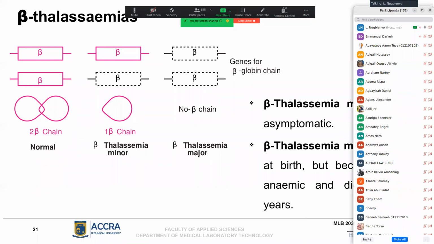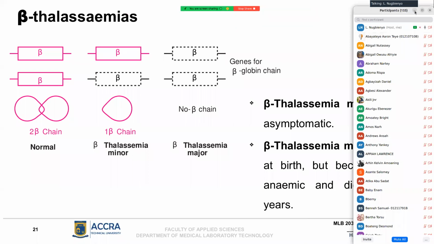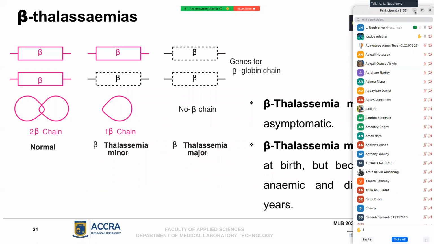Okay, so prevention is not something that we can think of because this is genetic. Remember, this is happening in the genes. So it's something that is inherited. So it's not a thing to be prevented. You only know about it and you manage it.